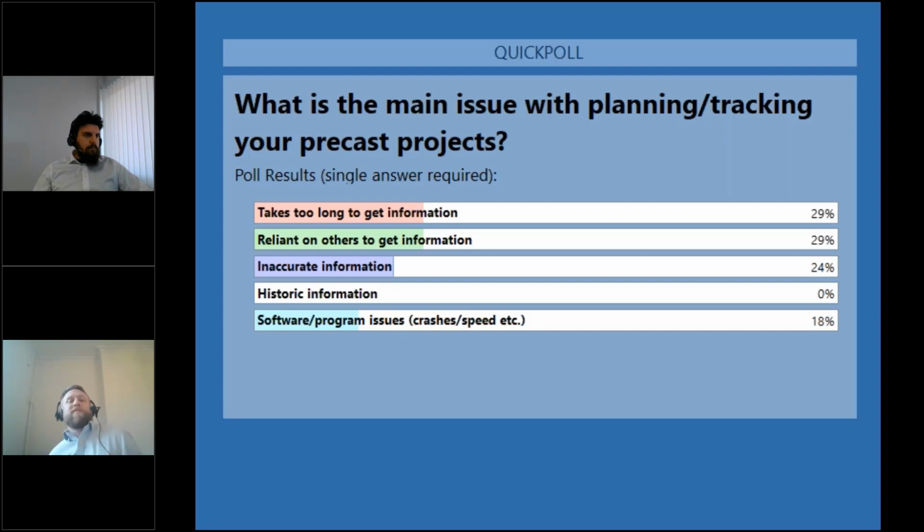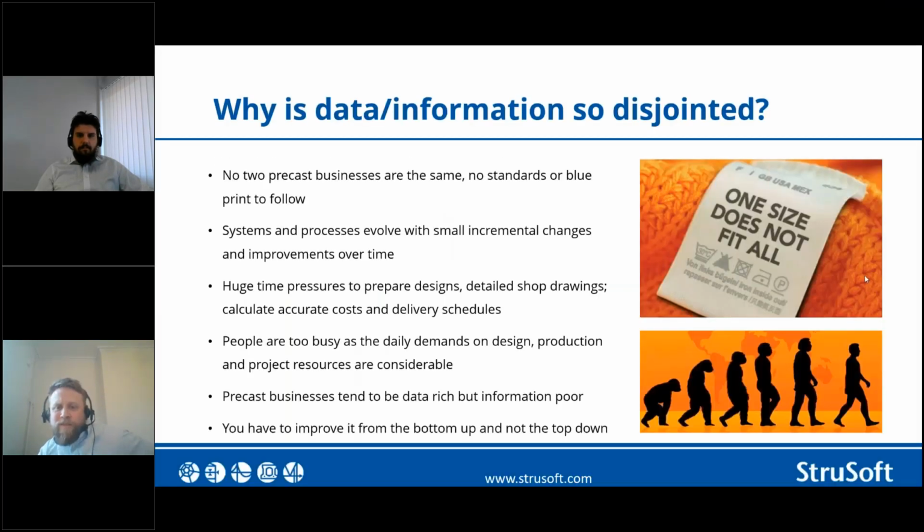Okay, so why is the data and information so disjointed? So I've been thinking about this, and I had to write an article back in the summer, and I was looking at systems and spreadsheets and things, and giving it some thought. No two precast businesses are the same.